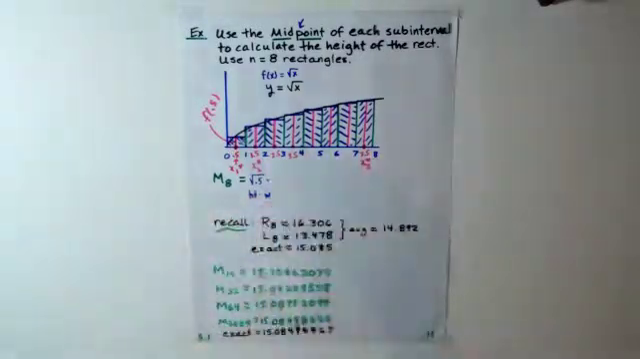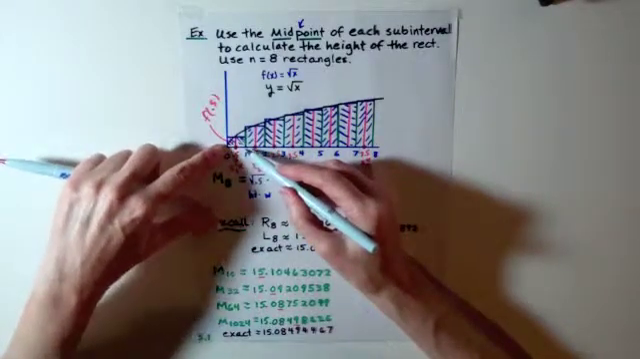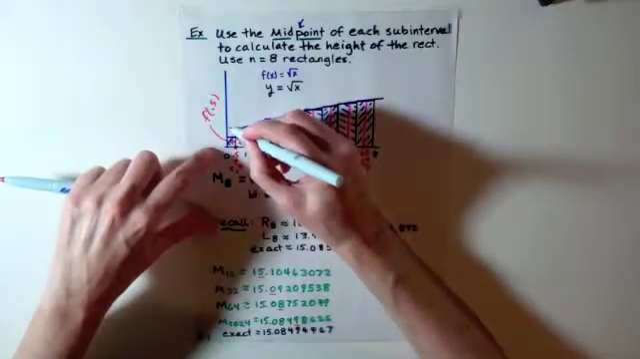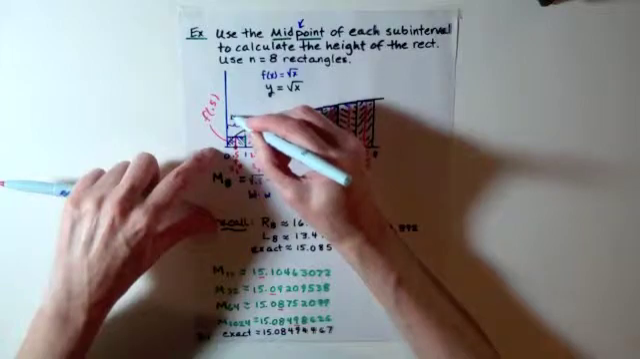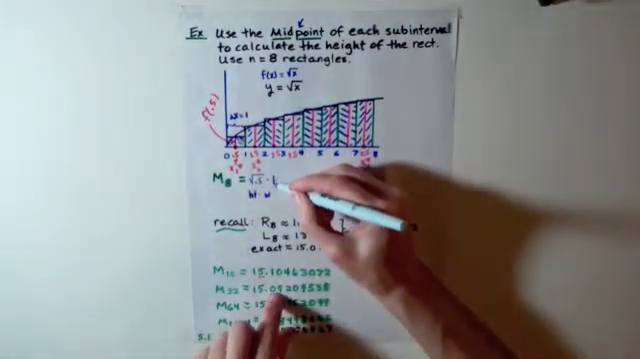I multiply by the width. The widths are still 1 unit because my rectangle stretches from 0 to 1, 1 to 2, and so on. So the widths of these rectangles are the same as when we were doing L sub 8 and R sub 8. The widths of the rectangles are still 1.